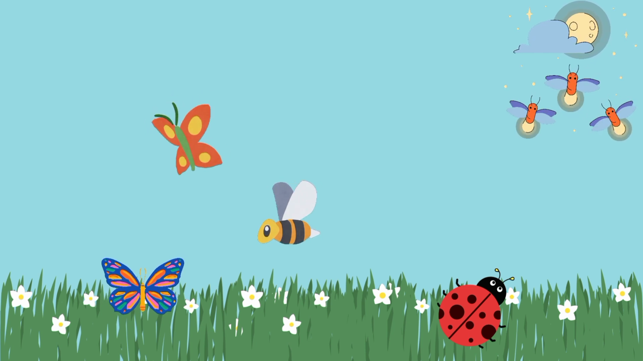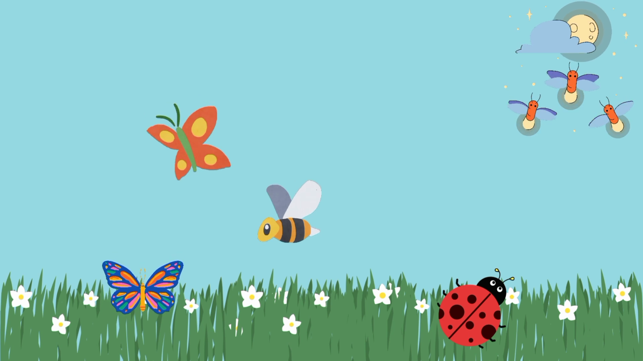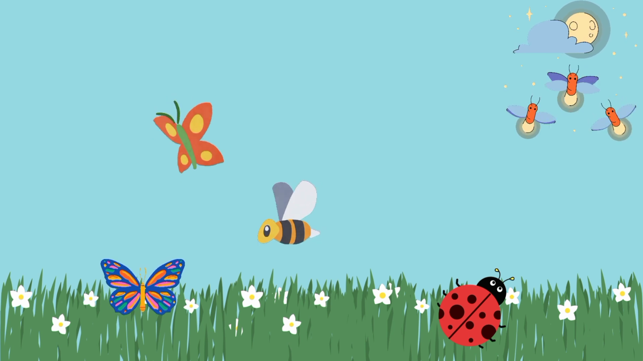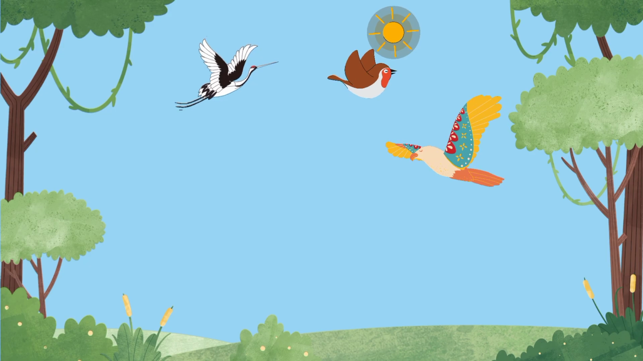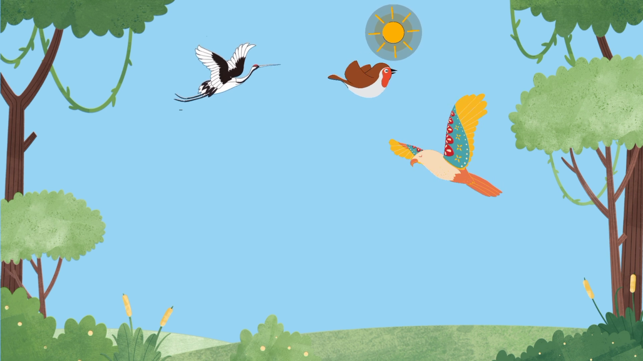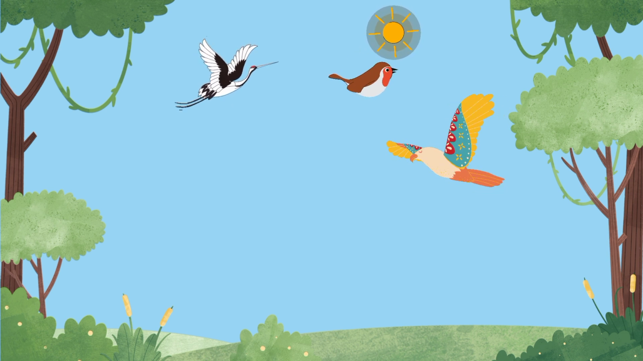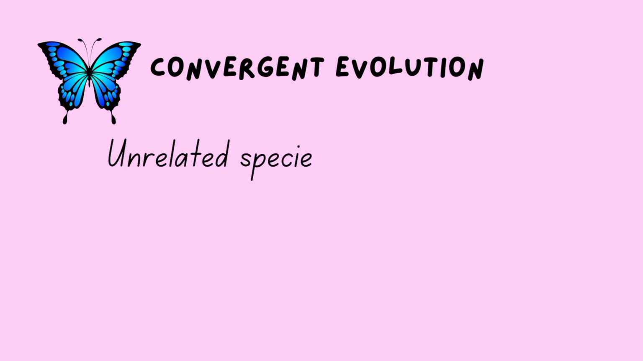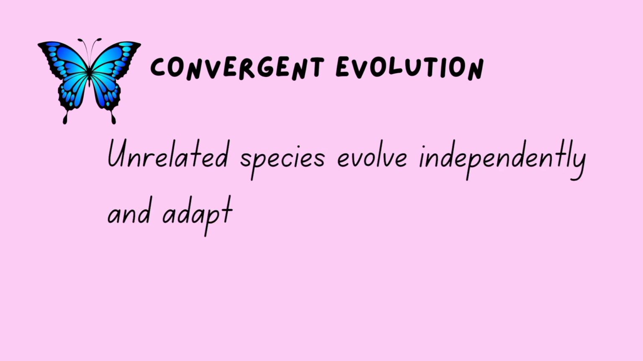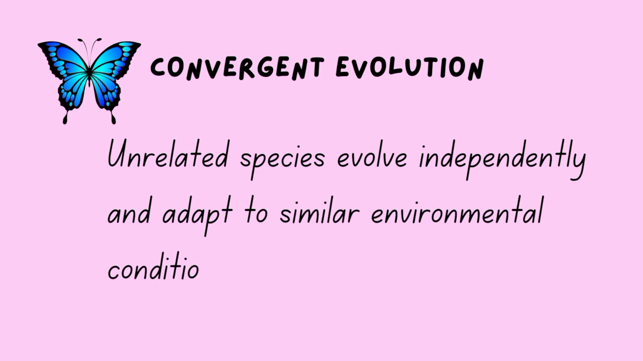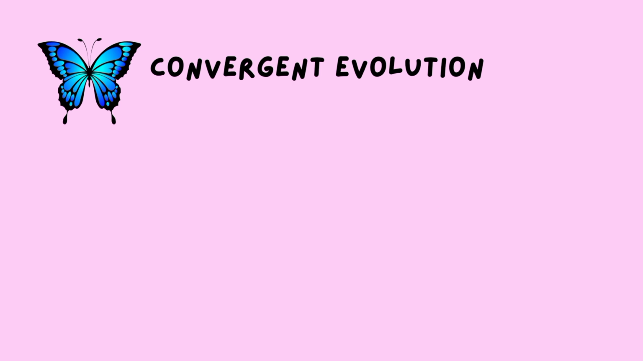While the wings of insects are primarily made of chitin and are an extension of an exoskeleton, the wings of a bird are modified forelimbs, consisting of bones, muscles, feathers, etc. The presence of analogous organs indicates how different species independently evolved and adapted to similar environmental conditions. This phenomenon is also called convergent evolution.